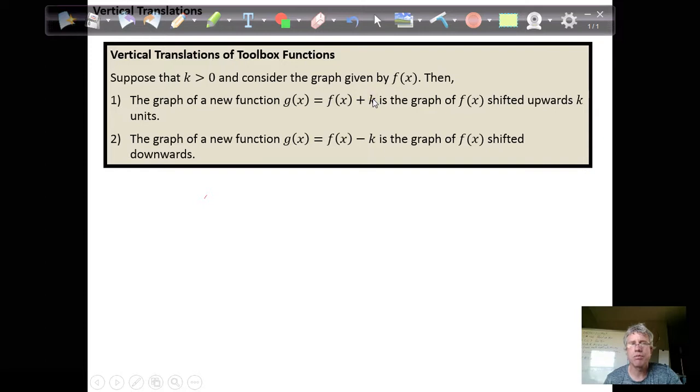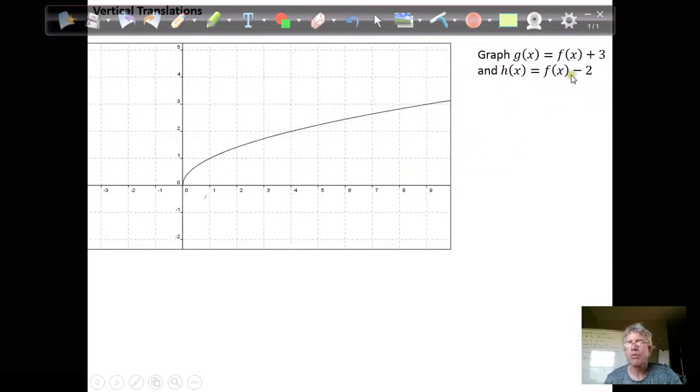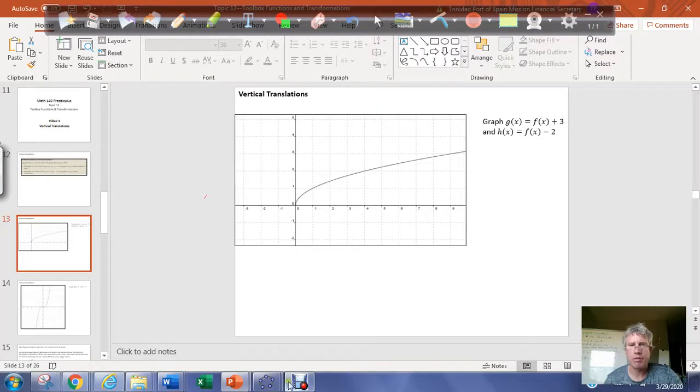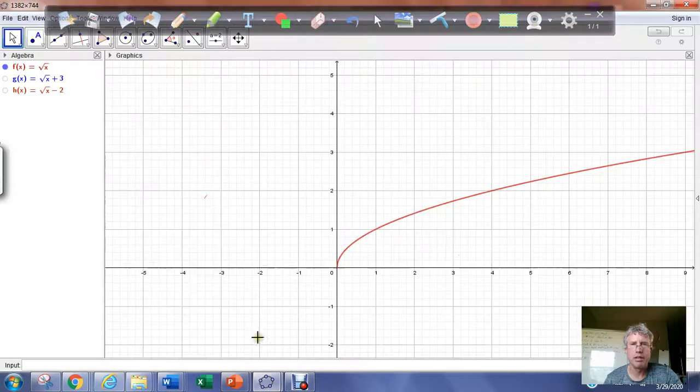k units. Or if we build a new function g from f by subtracting k from it, then the graph of g will just be the graph of f shifted down by k units. So I'm going to do this example on this slide in GeoGebra for you. That way I can use GeoGebra to do the graphing instead of my ugly freehand graphs.